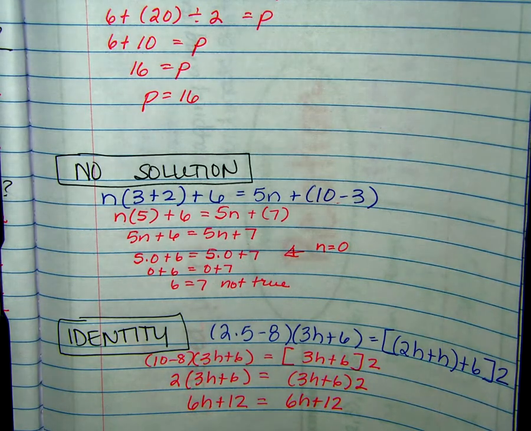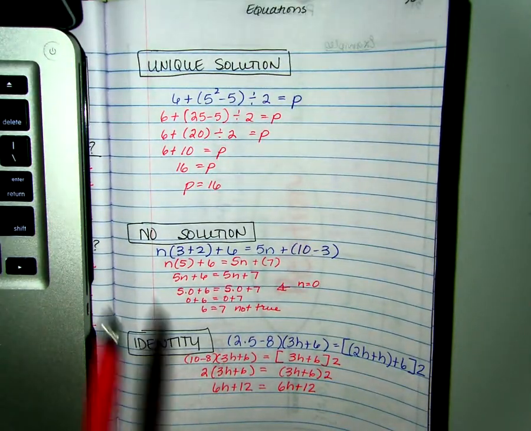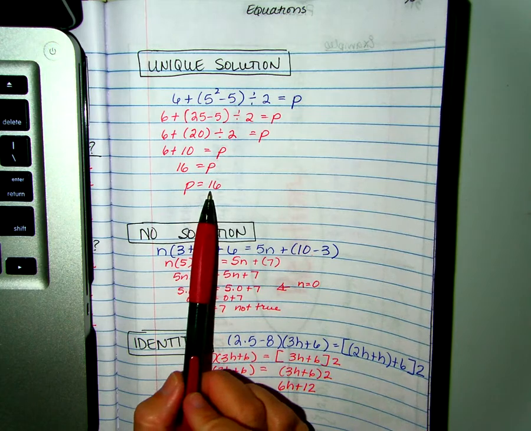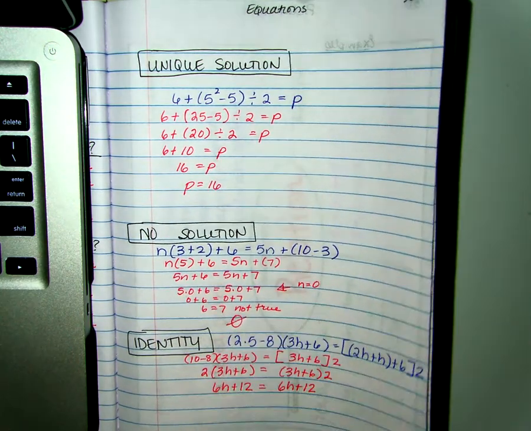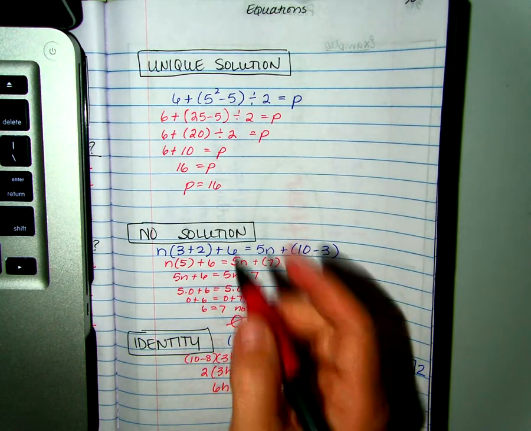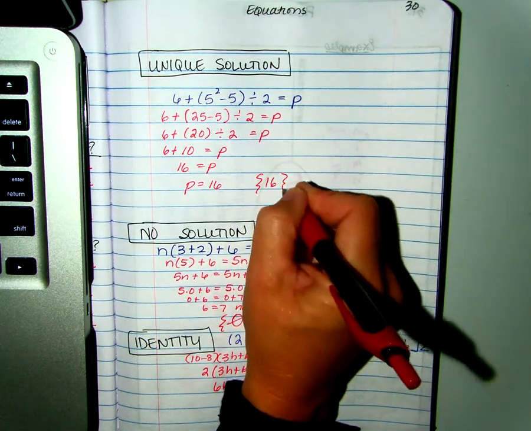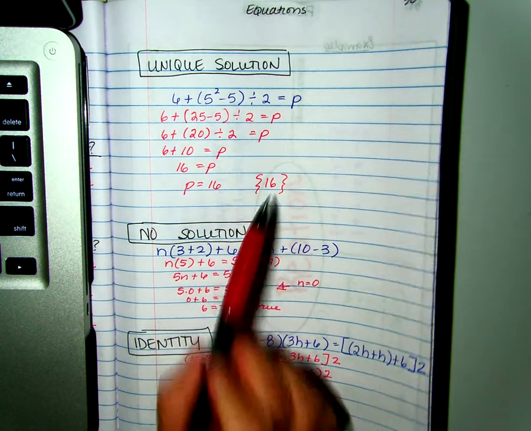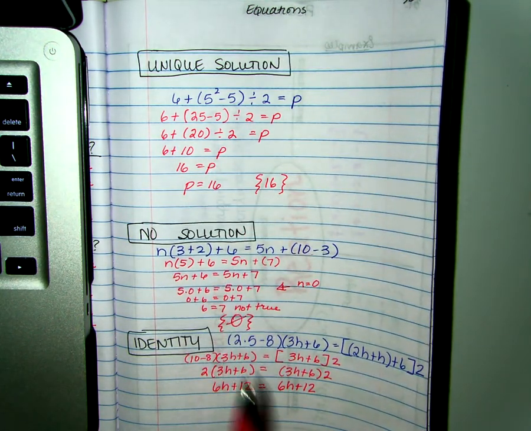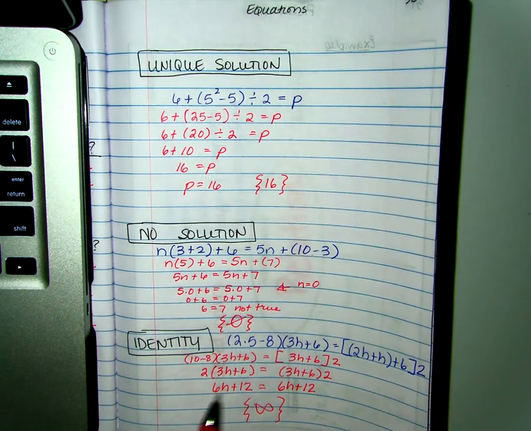Okay? So, recapping. 3 possible situations with an equation and a variable. I can have a unique solution where I just have one answer. I can have no solution. And we mark that like this. Let's mark this up here. 16 is the solution for the unique solution. None. No solution. And then for the identity, every number is going to work in that situation. That's called the identity.